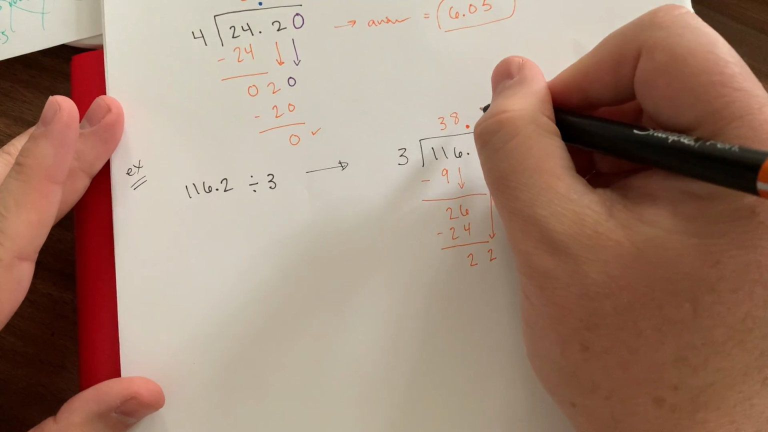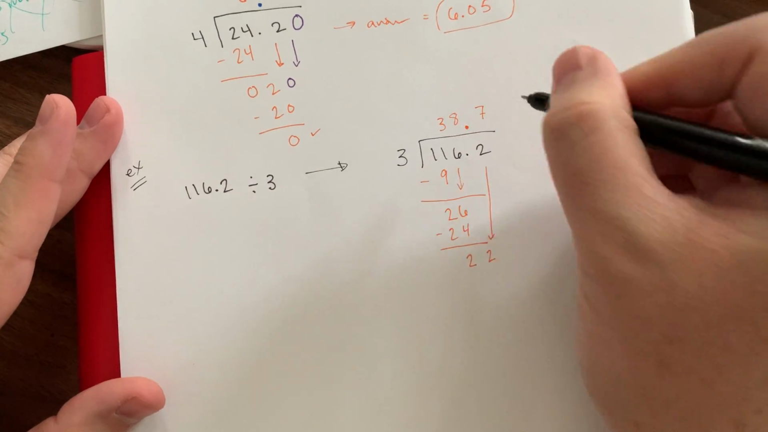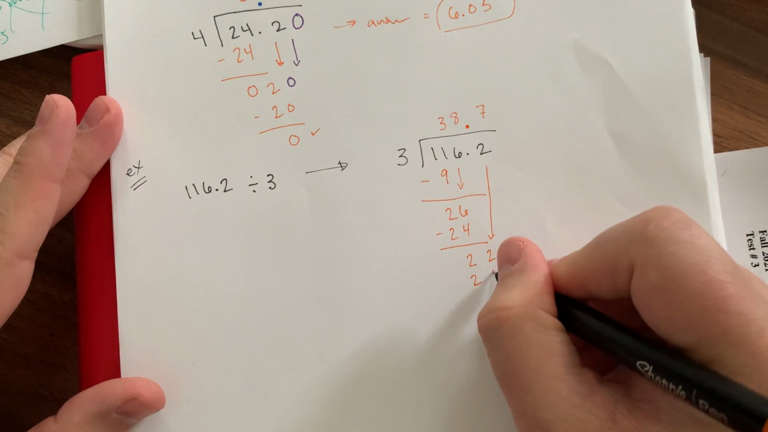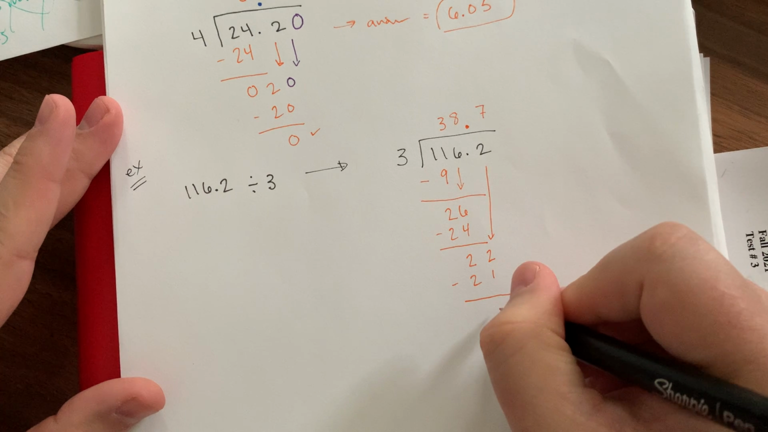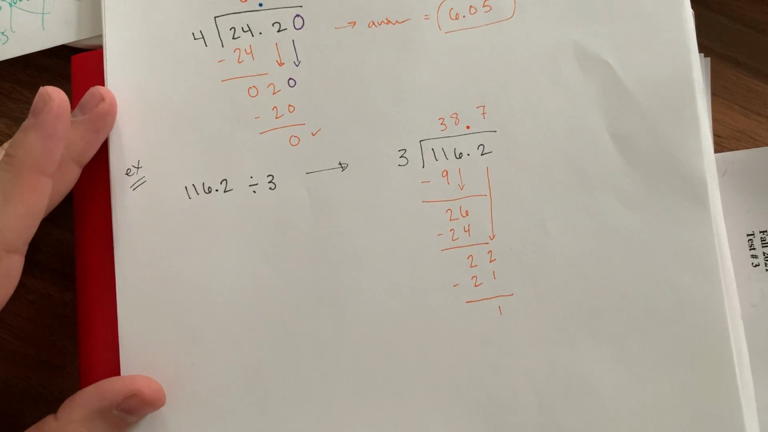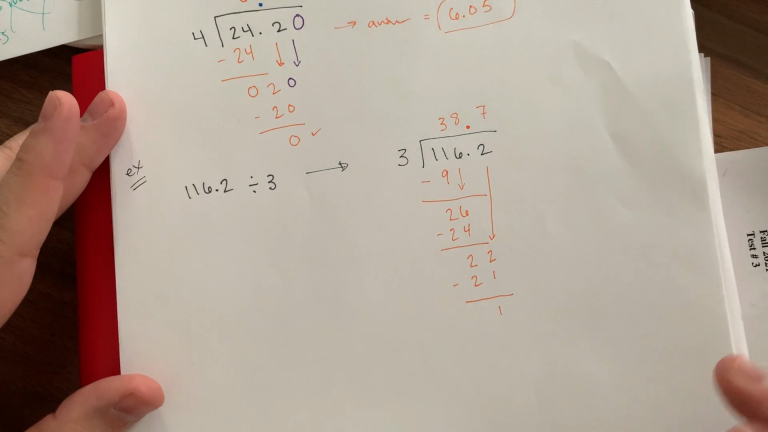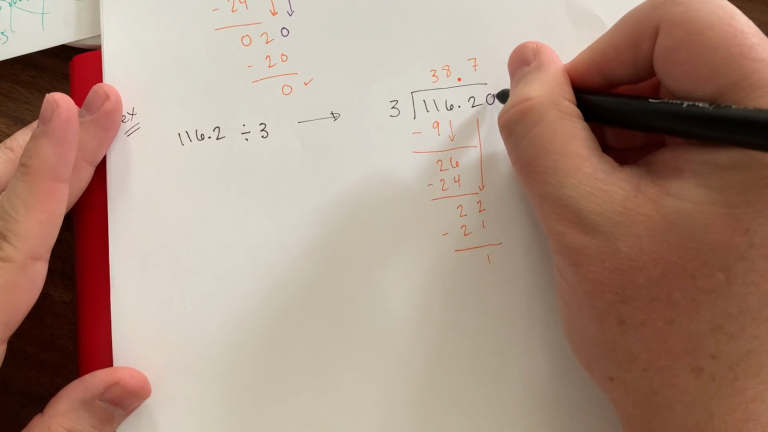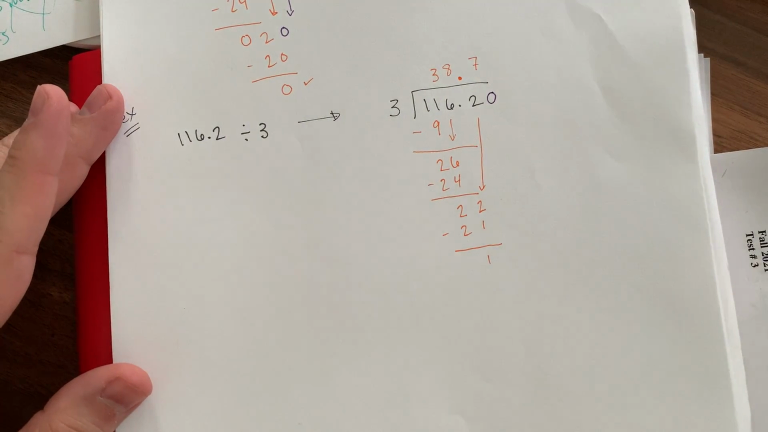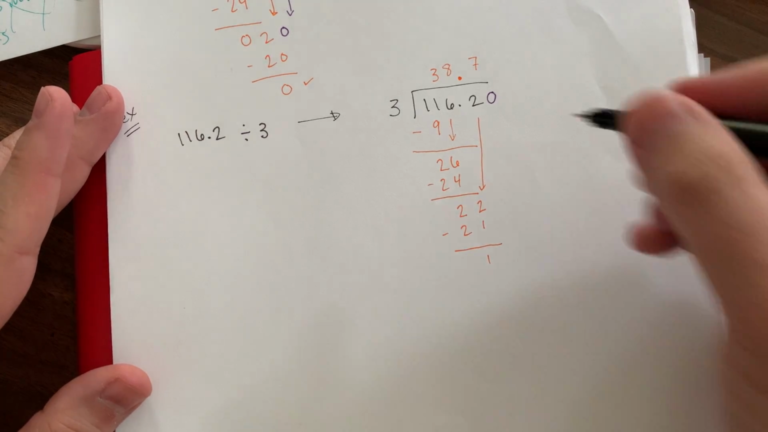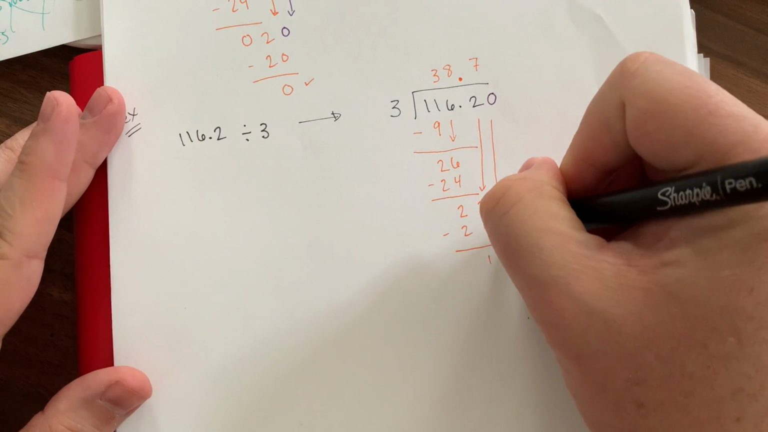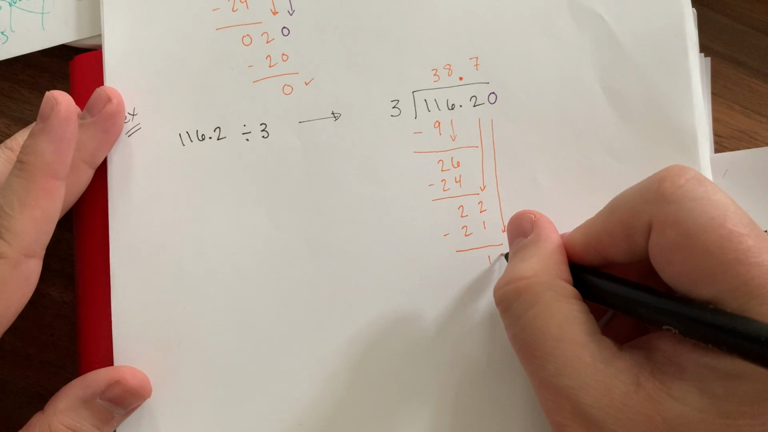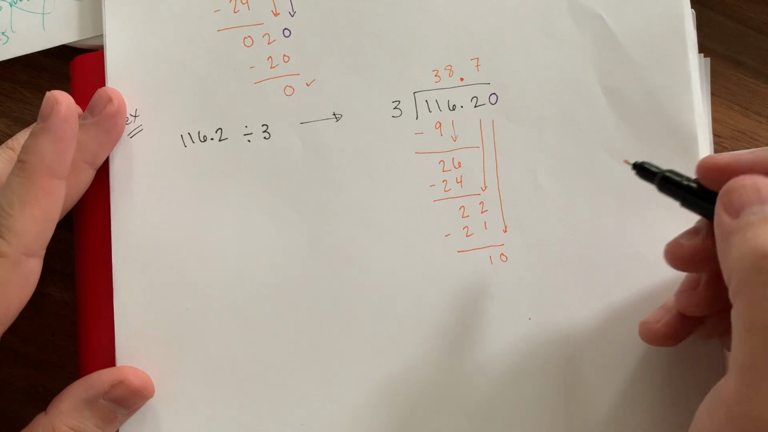3 into 22 would be 7, right? 3 times 7 is 21. So that's interesting. So now there's 1 left over. So what's going to happen, right? So now we've run out of numbers, but of course we have as many as we want, sort of infinite zeros that we can carry. So now 1, right, is not big enough.